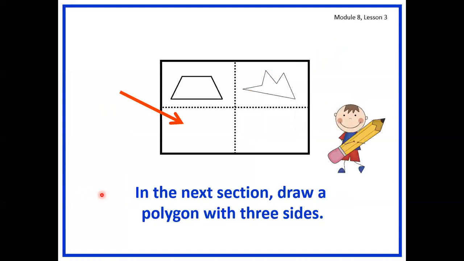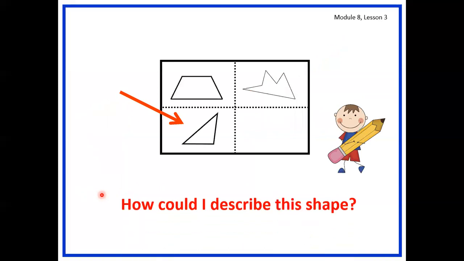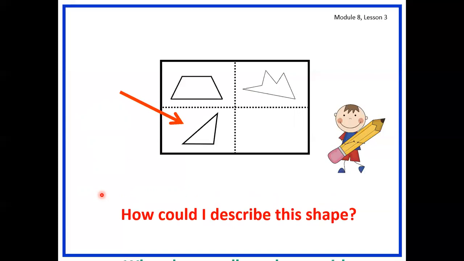In the next section, draw a polygon with 3 sides. You can do this real quick. You can make it funky, you can make it fun, or you can make it just plain old normal. It's up to you. Pause it, draw it with your straight edge so it has nice, beautiful sides. The one that I drew looks like this. How could I describe this shape? It has 3 sides. All of the sides are straight. It has 3 corners or 3 angles.